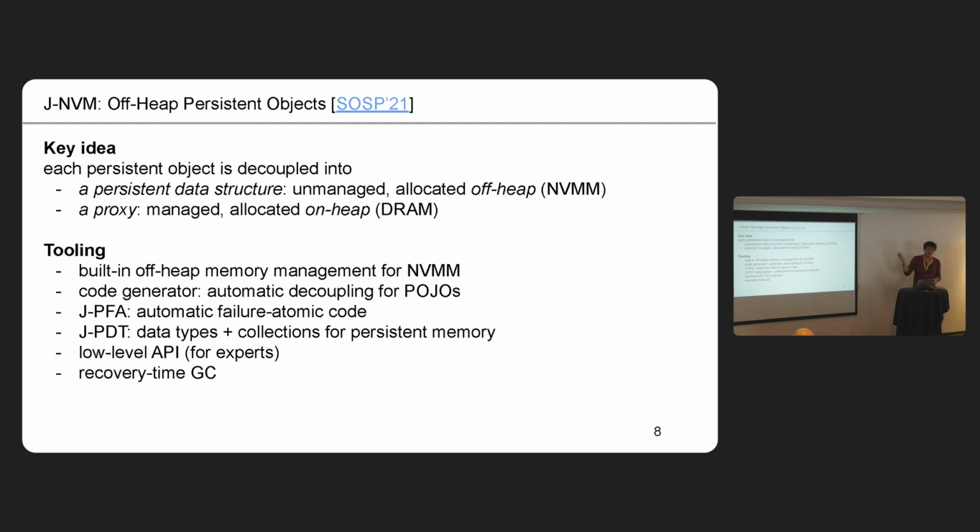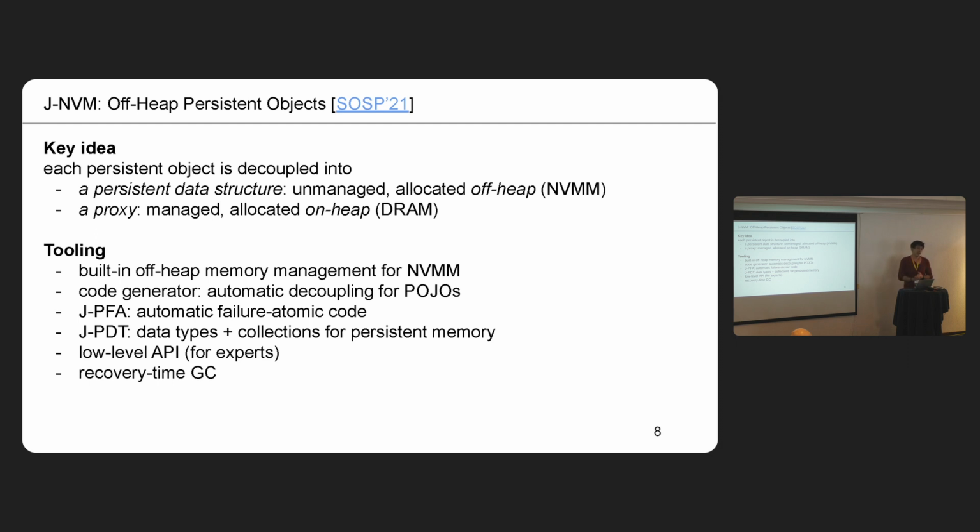The answer we have proposed to this question is to divide an object into two things. First, a proxy, which is allocated on heap, just like a regular object. And a second thing, which is the persistent data structure, which is not managed by the Java runtime, and it is stored inside the non-volatile memory. So this is this decoupling idea that I'm going to present. And at the end of this lecture, we'll do also a little practical to see how to move a volatile object to the persistent world in Java.